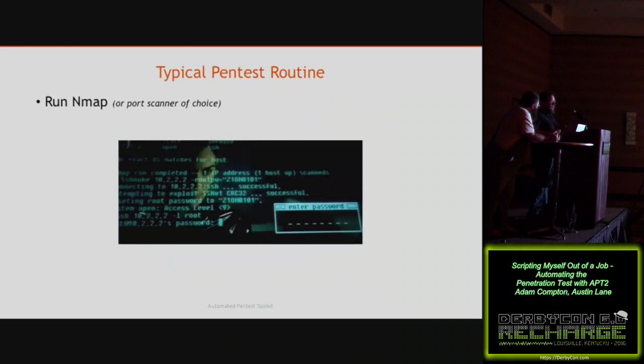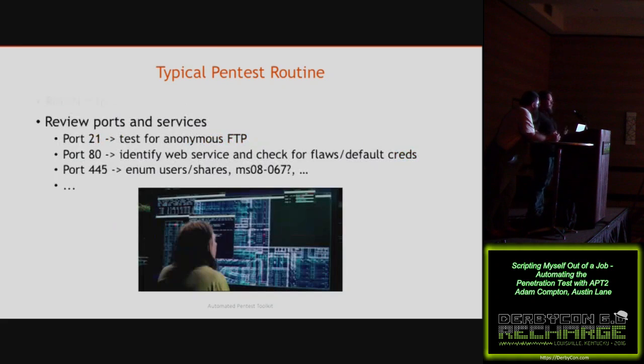So let's go through a typical pen test routine. Generally you start off with Nmap. You're scanning all the ports. Your client gives you 10.0.0.0/8, so you're going to be there all day looking at everything running on this giant network. When you get the results back, you go through and say, okay, I see port 21, so I'm going to run FTP against this, and look for things like anonymous FTP or what's being hosted on these FTP servers.